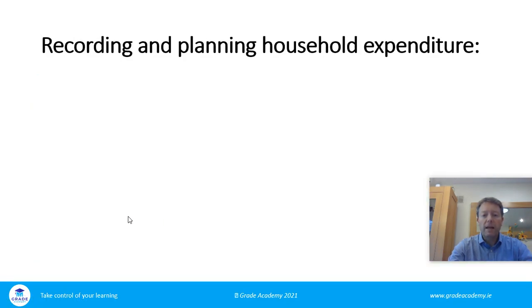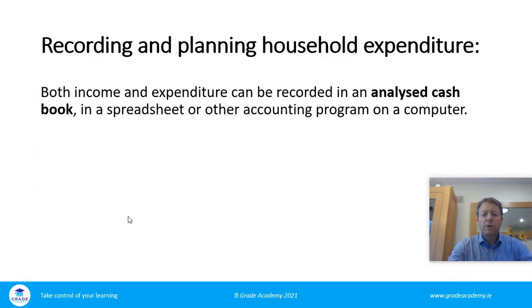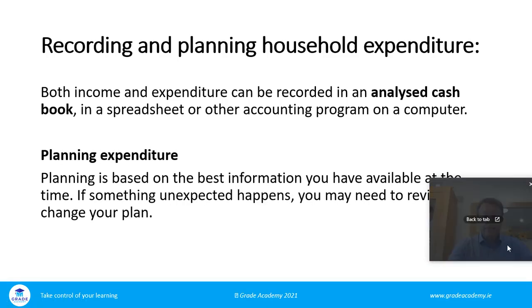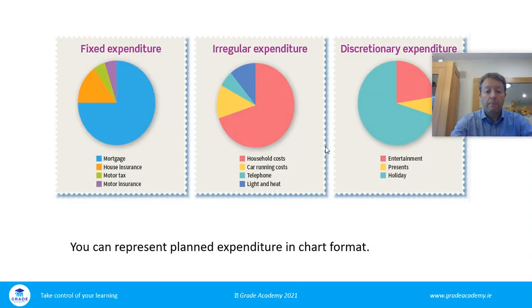Now, recording, planning, and household expenditure. Both income and expenditure can be recorded in an analysed cash book, in a spreadsheet, or other accounting programs on a computer. I will be looking over the analysed cash book in a future chapter. Planning expenditure. Planning is based on the best information you have available at the time. If something unexpected happens, you may need to review and change your plan.